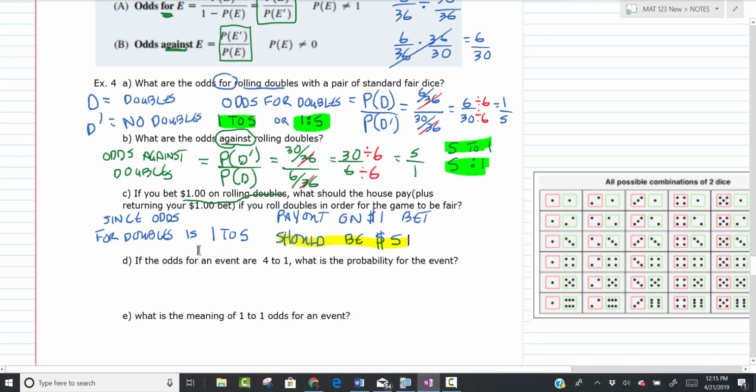Now, if they wanted to rig it in the casino's favor, then they would pay out less than $5. If it was in your favor, then they should pay out something that's bigger than $5. So that's the way that is.